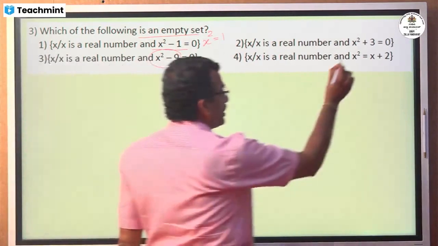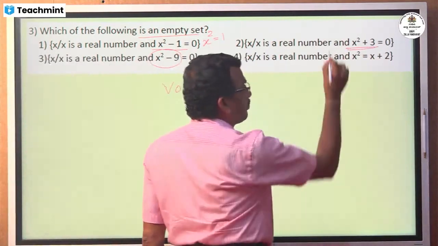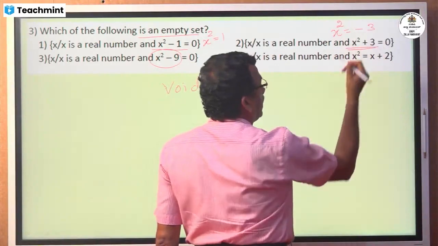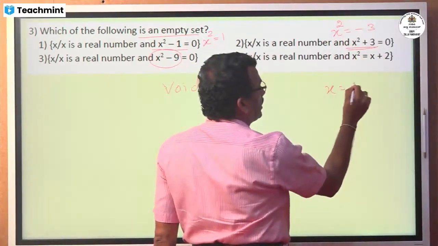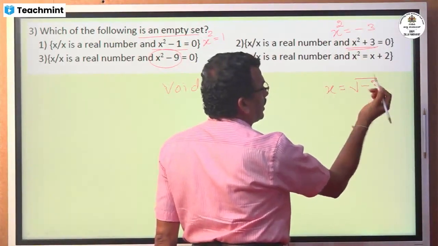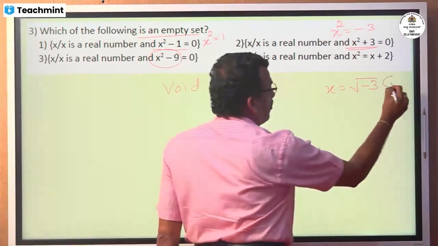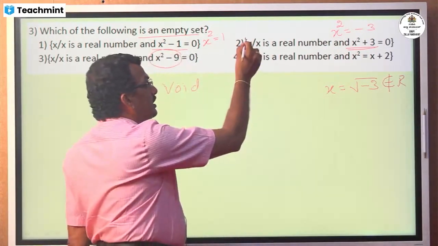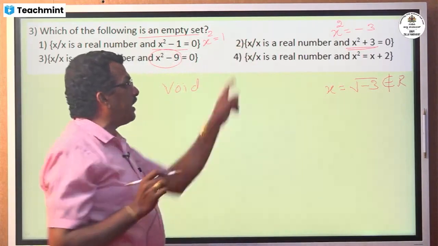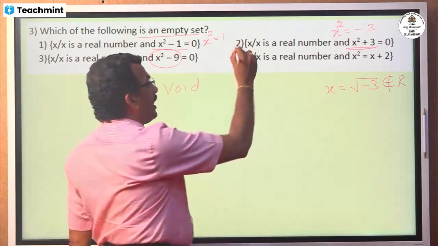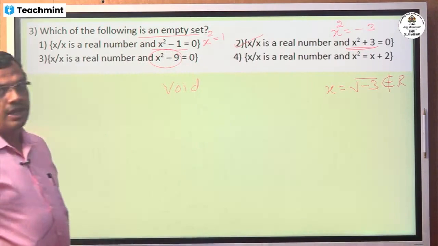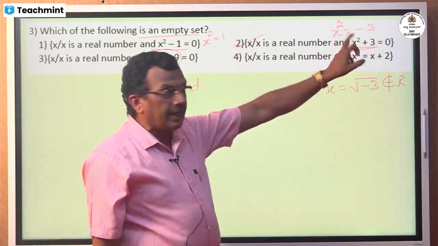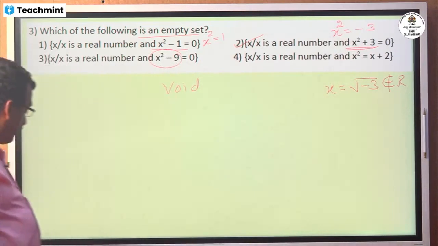What about this? Already you have seen in the previous problem. I can rewrite this one as x square equal to minus 3. x square equal to minus 3 implies x equal to square root of minus 3. It is not a real number. Not a real number implies the set representing the answer 2 is an empty set, also called a null set. I do not need to check this one, because here the answer is already found. Good.